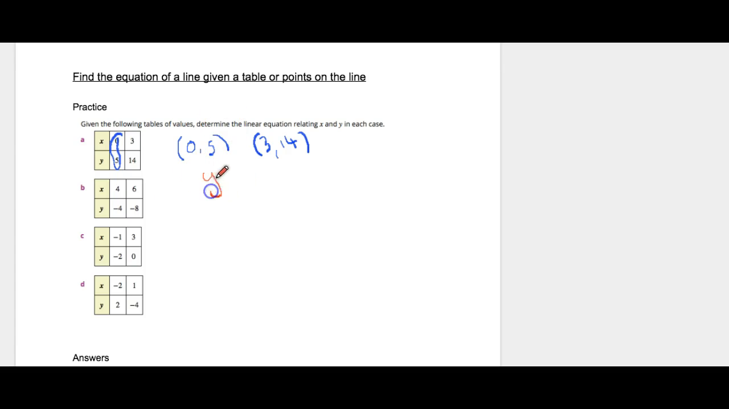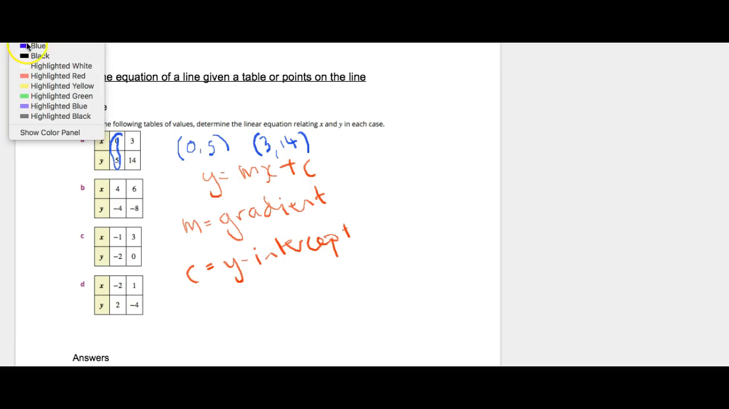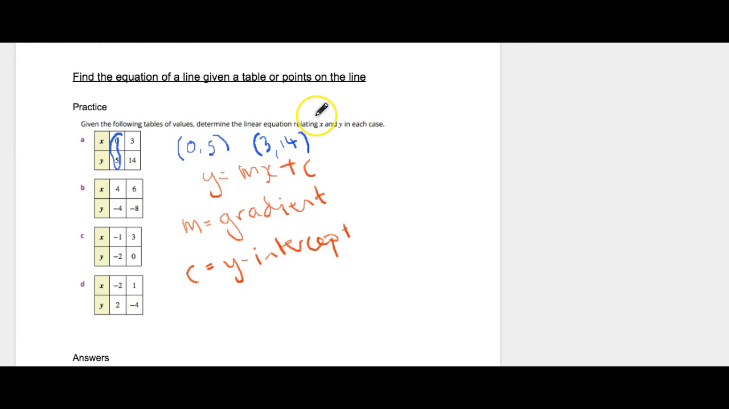Now remember, the equation of a straight line is y equals mx plus c. So m is what we call the gradient, and c is your y-intercept. Okay, so on the equation y equals mx plus c, you should know that the number in front of the x is your gradient, and the number by itself is your y-intercept. Alright, so let's first of all calculate the gradient.